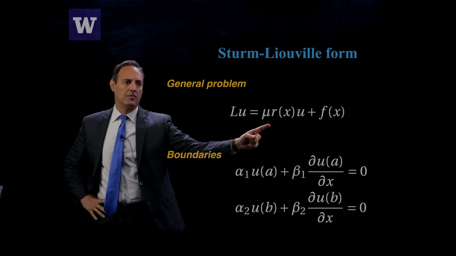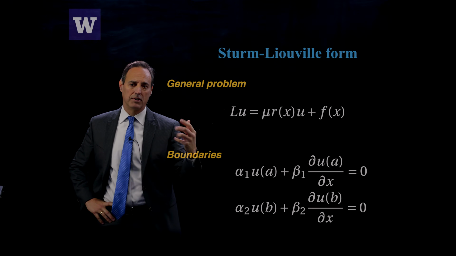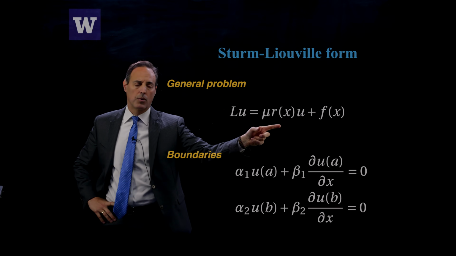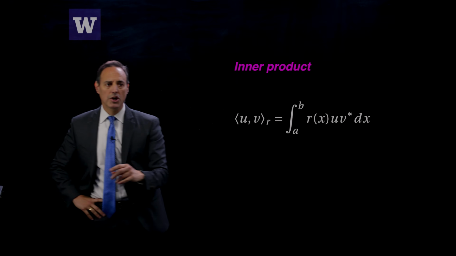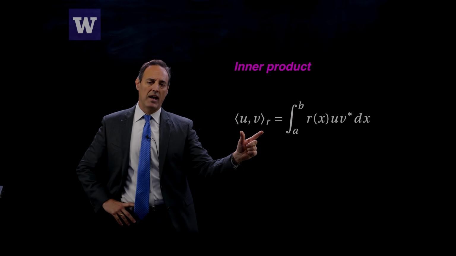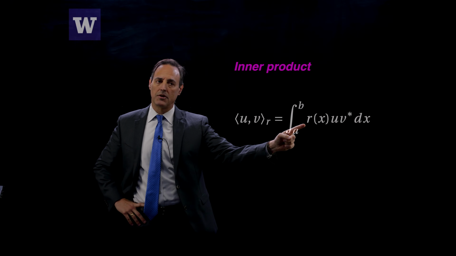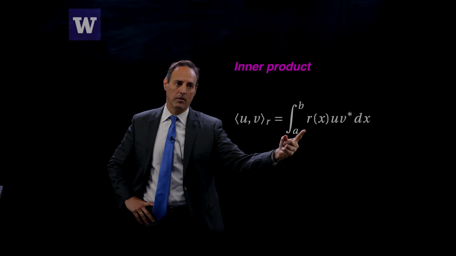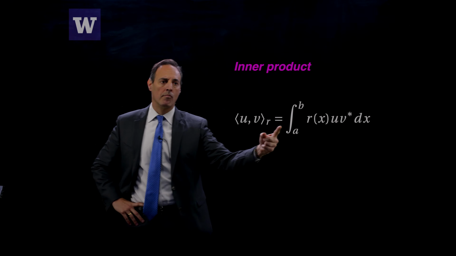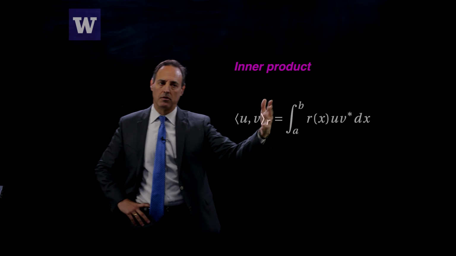This r of x here is a weighting function that's going to play a role in orthogonality. And this is actually very important because there are a lot of special functions that come from physics that really require this weighting function to be there to make sense of the problem. So we're going to define this inner product, and if I have a subscript r, that means when I take the inner product, there's an r of x sitting in there as a weighting between the functions u and v. So it's almost exactly what we had before, but now with the addition of this r of x. Without the r of x there, it'll be our standard inner product.